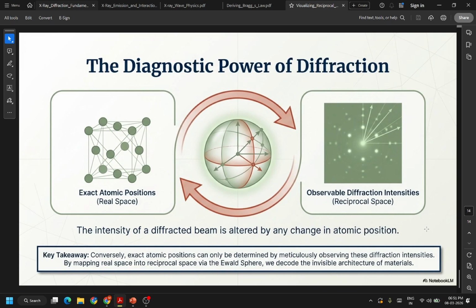So by mapping real space into reciprocal space using the Ewald sphere, we can decode the invisible architecture of materials. If we do a complete analysis of X-ray diffraction, we are able to reconstruct the exact crystal lattice.